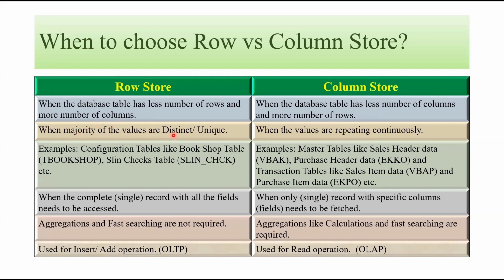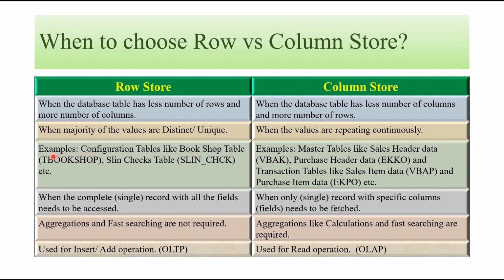When the majority of the values are distinct or unique, there is no scope for compression. Then we can choose row store. But in case of column store, as we know, the values will be repeating continuously and compression can be done on this. In that case we can go with column store.